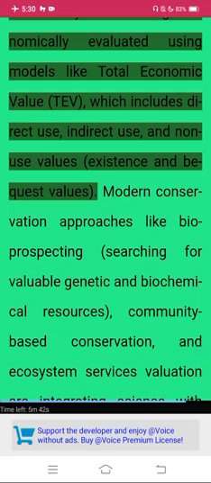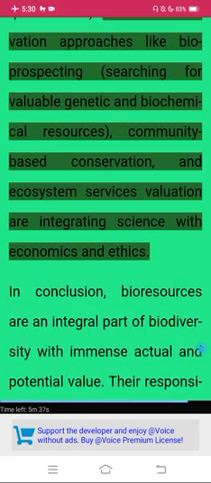Biodiversity is also being economically evaluated using models like total economic value (TEV), which includes direct use, indirect use, and non-use values, existence, and bequest values. Modern conservation approaches like bioprospecting, searching for valuable genetic and biochemical resources, community-based conservation, and ecosystem services evaluation are integrating science with economics and ethics.